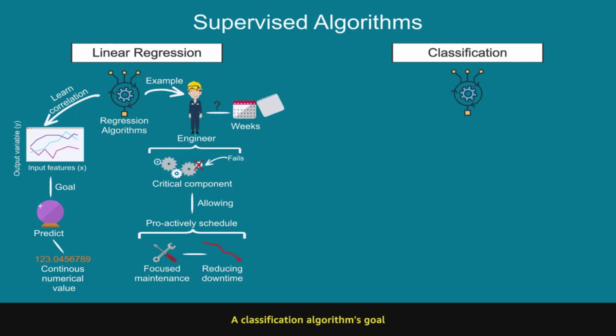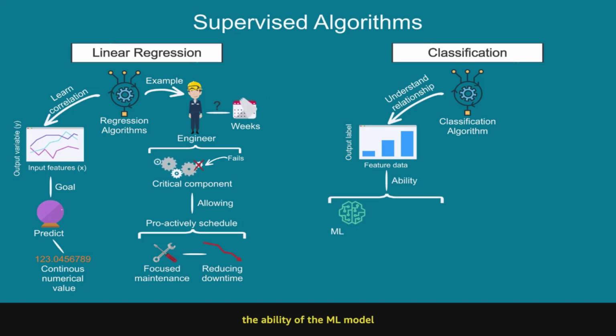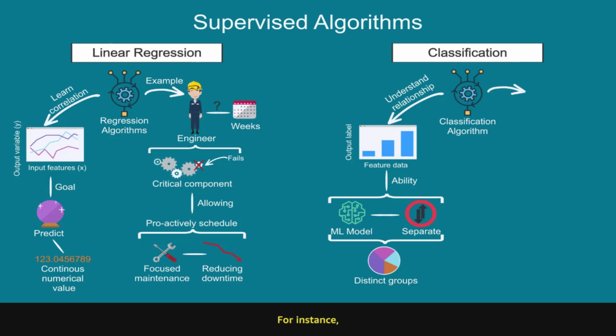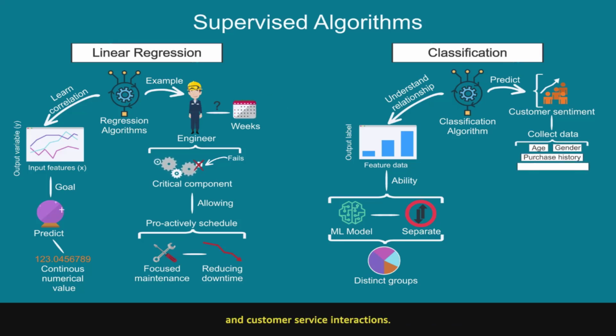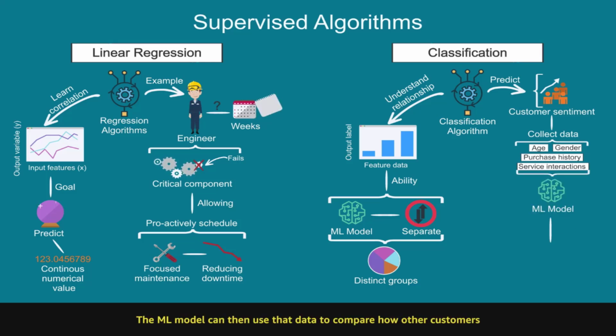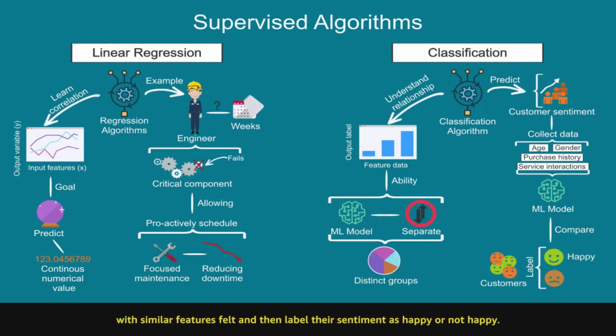Classification. A classification algorithm's goal is to understand the relationship between feature data and an output label. The end result should be the ability of the ML model to separate the data into distinct groups. For instance, to predict customer sentiment, a company can collect data such as age, gender, purchase history, and customer service interactions. The ML model can then use that data to compare how other customers with similar features felt, and then label their sentiment as happy or not happy.